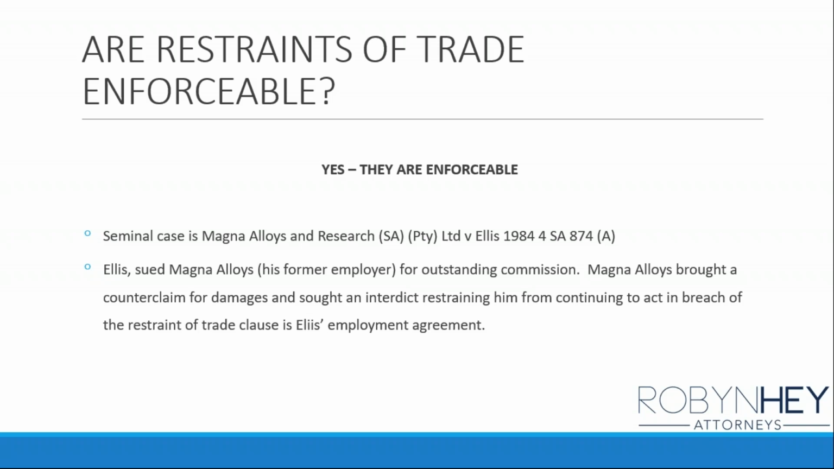So what happened was Mr. Ellis sued Magna Alloys, who was his former employer, for an outstanding commission. So he was owed commission for sales by Magna Alloys, or he claimed he was, and Magna Alloys brought a counterclaim for damages and sought an interdict, restraining him from continuing to act in breach of the restraint of trade.